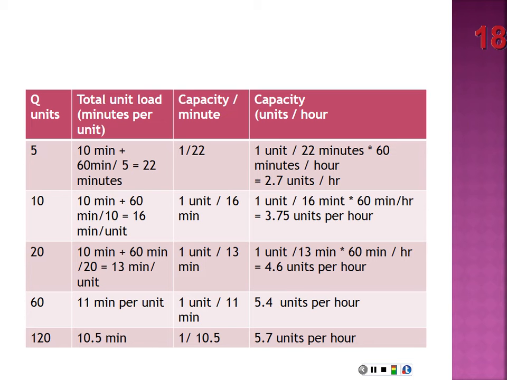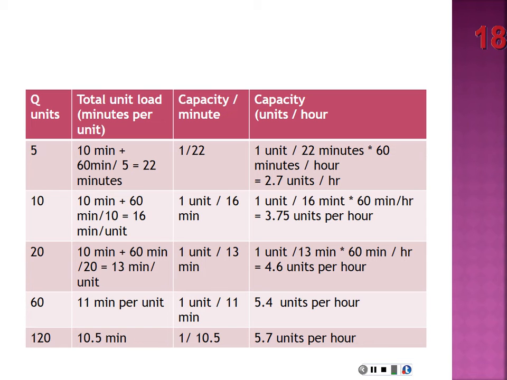On the one hand, the higher we set the lot size, the lower the total unit load will be, and thus the higher the capacity. So you might say, well, that's it. But on the other hand, the higher we set the lot size, the higher the inventory will be, and consequently, using Little's Law, the higher the flow time will be. So we explore that relationship. They talk about that in Chapter 6.